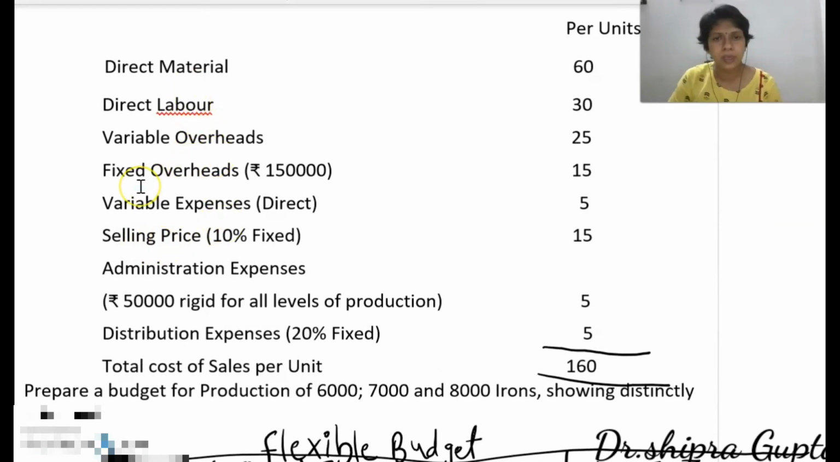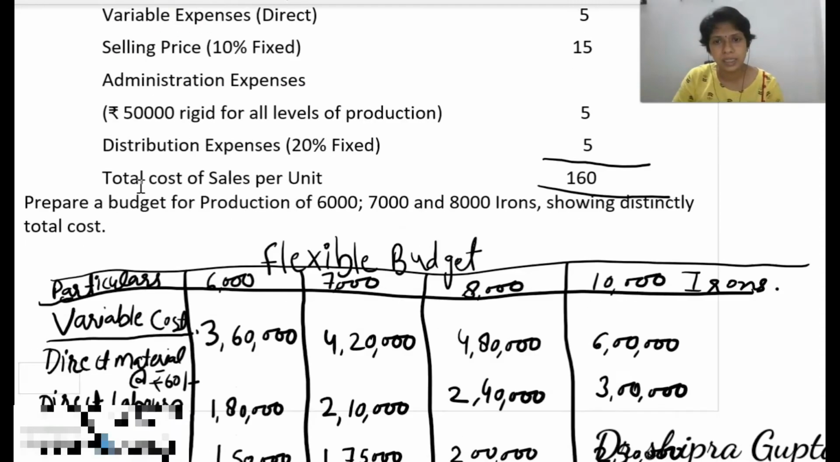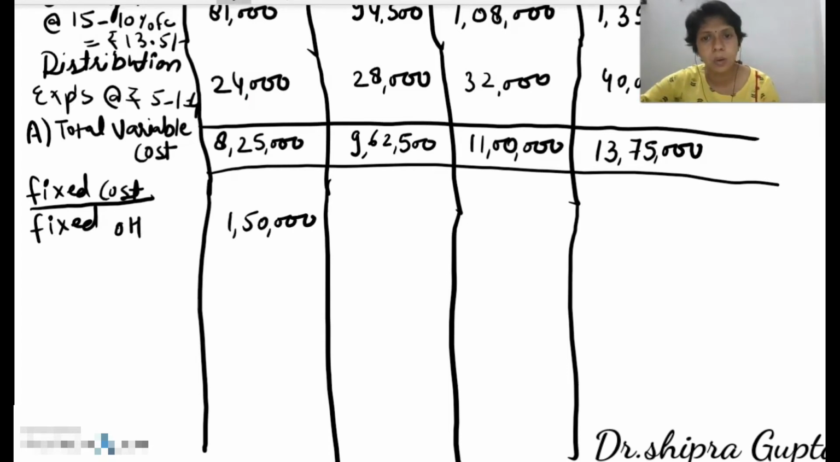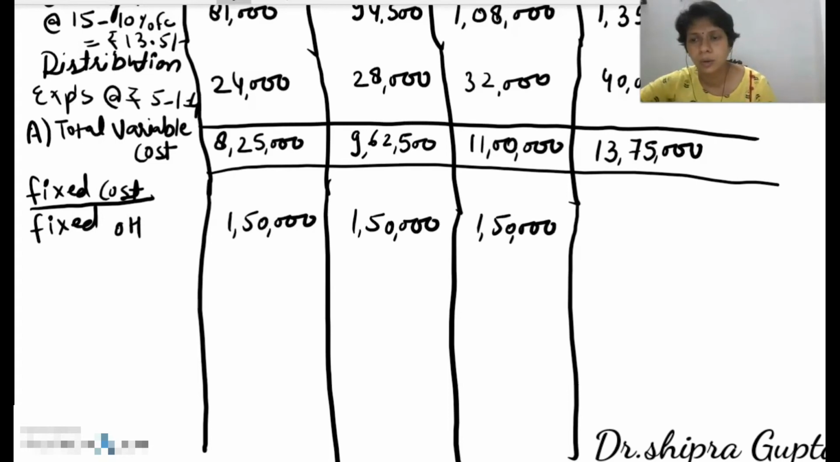So the first item is fixed overheads, rupees 1,50,000. It will always remain the same for all the levels and all the activity, but first we will consider it as 10,000 units because these are our base units. Fixed overheads are 1,50,000 for each item. The same amount will come in all the columns because fixed cost always remains the same. There will be no effect of capacity.